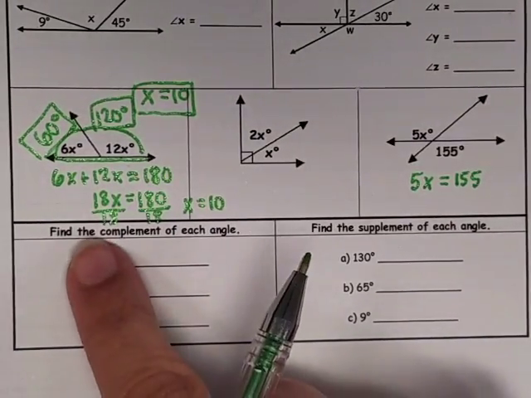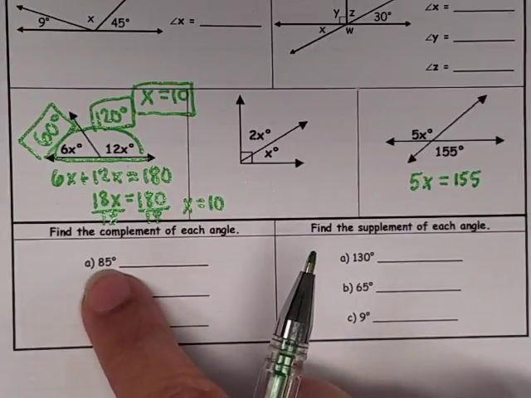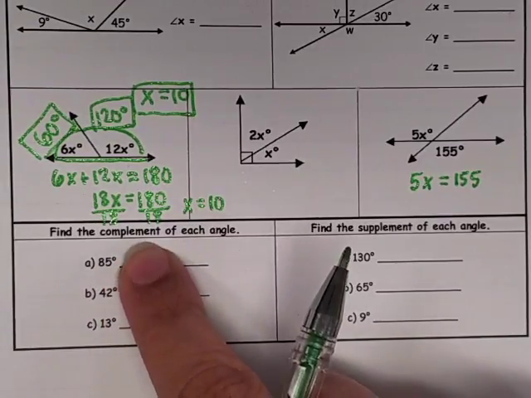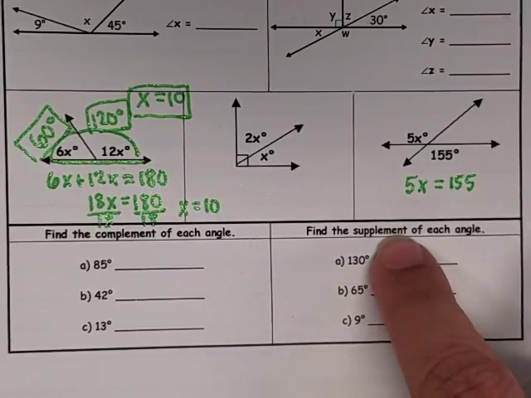All right, and then down here, they want you to find the complement of each angle, and complement means it adds to be 90. So 85 plus what gives you 90? And then find the supplement of each angle. So 130 plus what gives you 180.